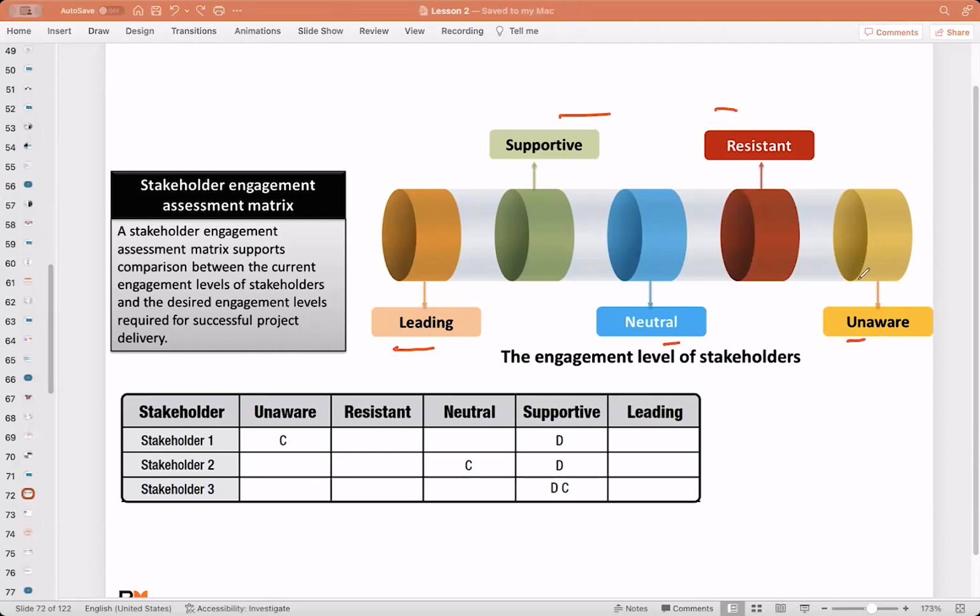Is it unaware? Resistant. Resistant? More than unaware, resistant is a problem. Resistant. So, resistant stakeholder, like that.